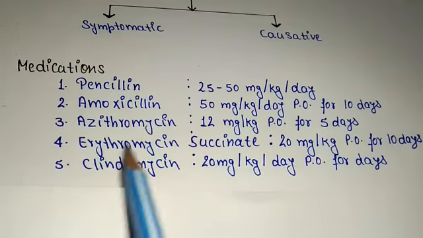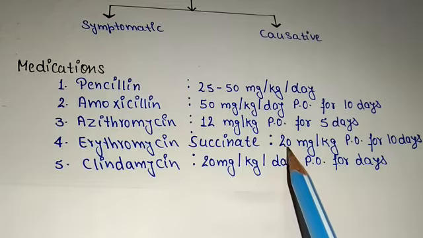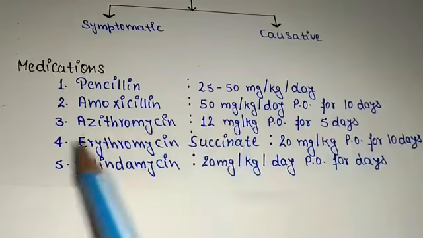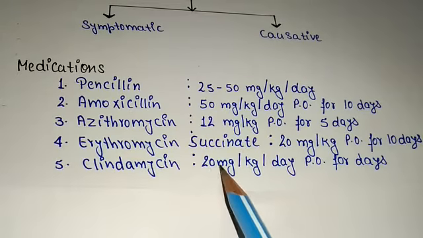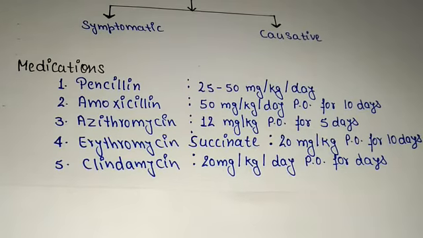And next is erythromycin succinate, that we will provide to the patient 20 mg per kg per day for 10 days. And next, clindamycin, which is given 20 mg per kg per day for 10 days. These medications are related to tonsillitis, and when the doctor prescribes, then we can provide this type of medication to the patient with tonsillitis.